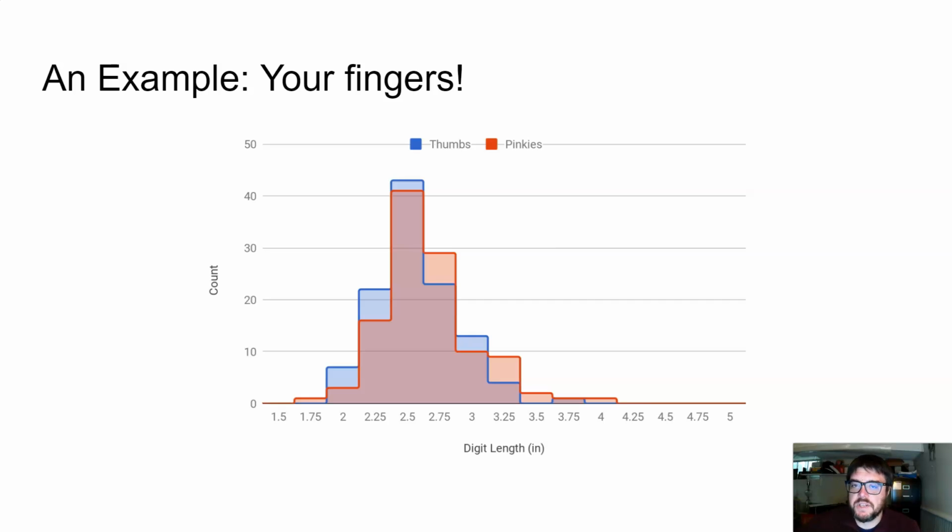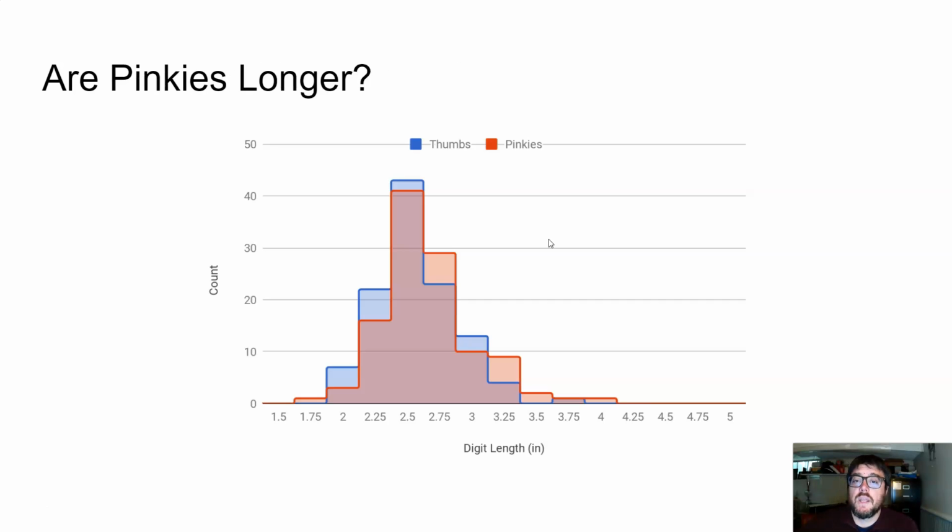It's a similar sort of question as the independent samples t-test, right? We want to know, basically, are thumbs and pinkies being drawn from a population of finger sizes that can describe both of them? Or is there one population for thumbs, another population for pinkies, and they're hanging loose from each other? So we squint at this, and it looks like there's a little bit more blue over here, a little bit more pink over here, so maybe pinkies are a little bit longer.